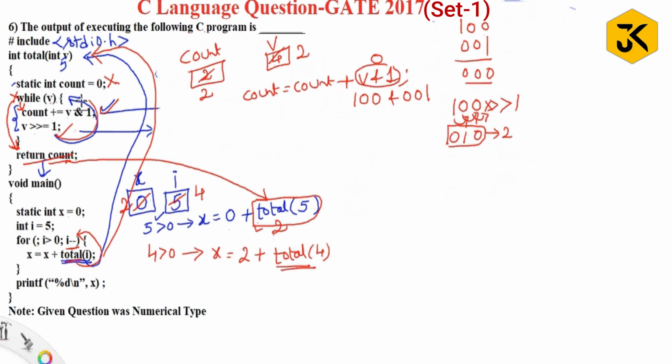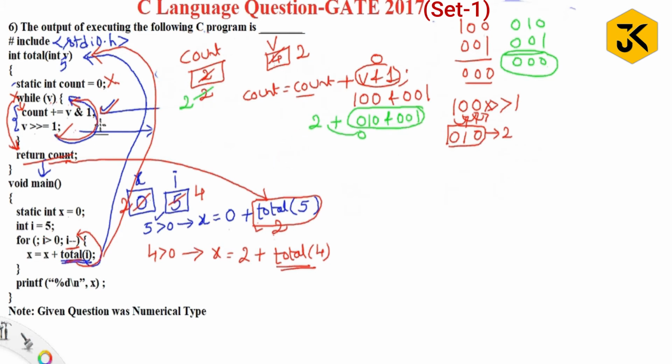Now the cursor will move to here. While of V, yes, while of 2, some positive value. Count equal to count plus V and 1. Count value is what? 2 plus 2 value I can represent like 0 1 0 and 1 as 0 0 1. If you make binary AND, you will get 0 0 0, means this value is 0. 2 plus 0, 2. That value will be here.